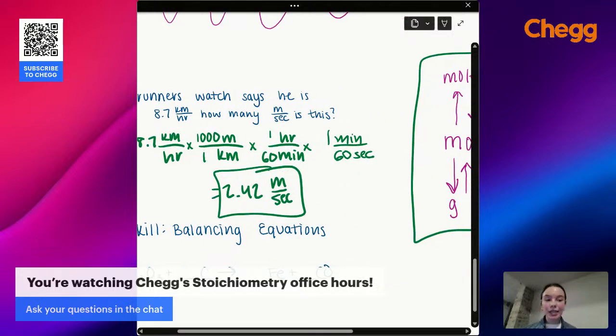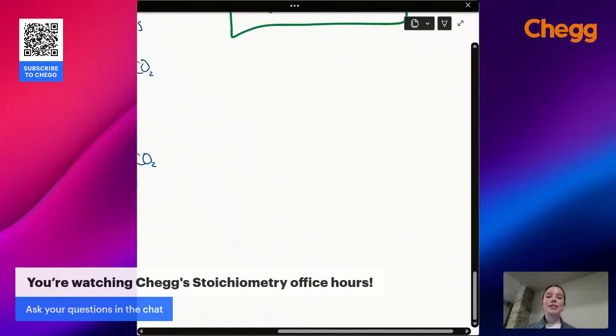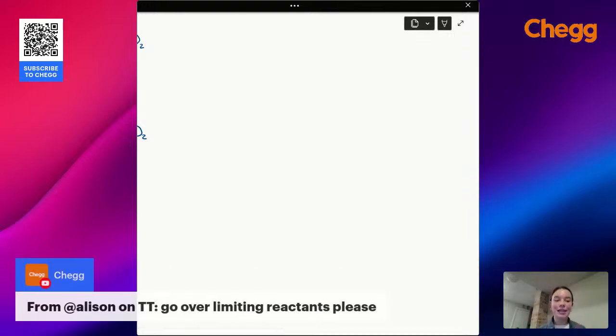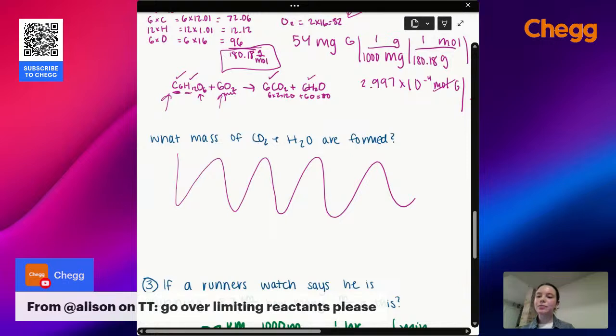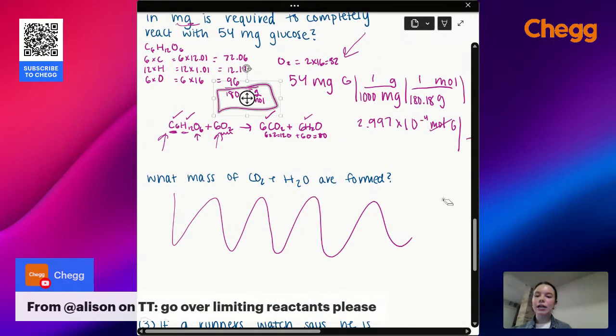Go over limiting reactants, please. All right, so I don't think we have time left to do a whole limiting reactants problem, but I promise if you tune in next week, I will have a limiting reactants problem in there for us. But conceptually, let's go over limiting reactants right now. So let's say we have this problem, let's go back to our glucose problem. And let's just focus on this chemical formula, okay?